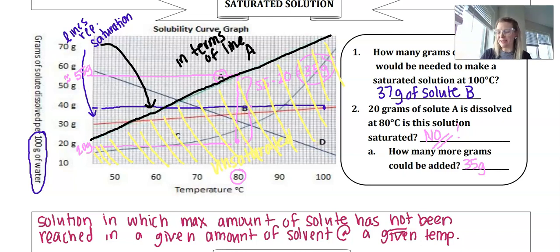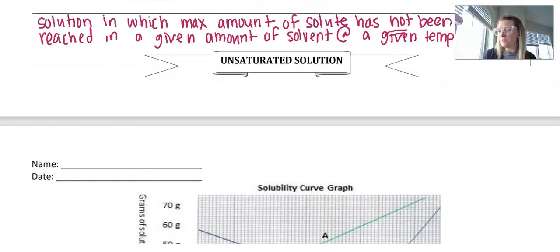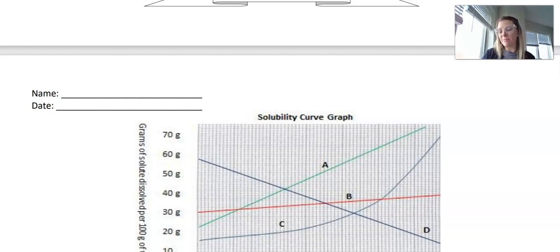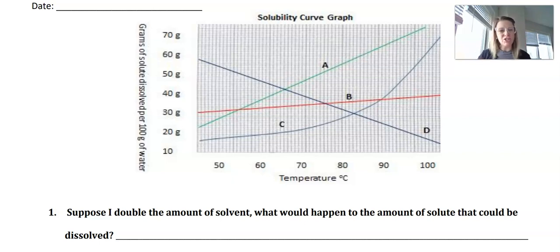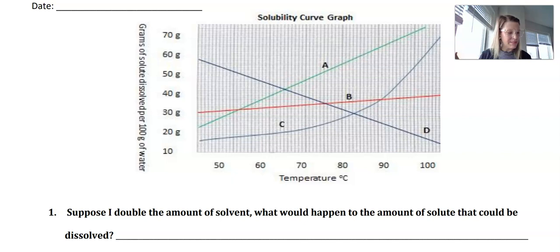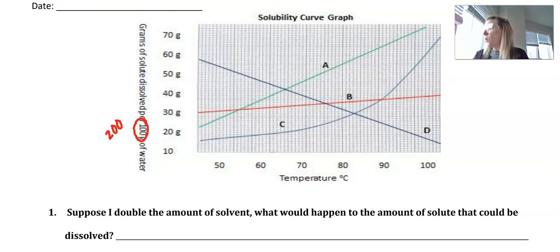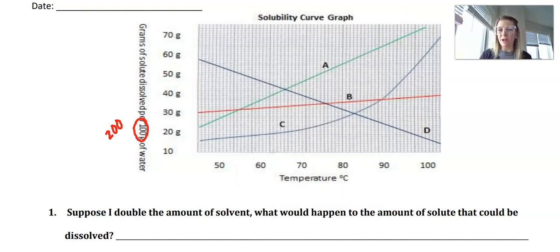Okay, excellent. All right, so I just want to do a couple more questions with you just to practice using our solubility curves and just point out a couple more things that may or may not pop up when you're seeing these questions. So here we have the same curve. Suppose I were to double the amount of water, double the amount of solvent. So now I'm taking what was 100 grams and making that into 200 grams. What do you think that's going to do to the amount of solute that can be dissolved?